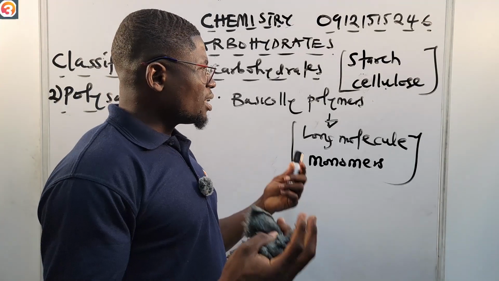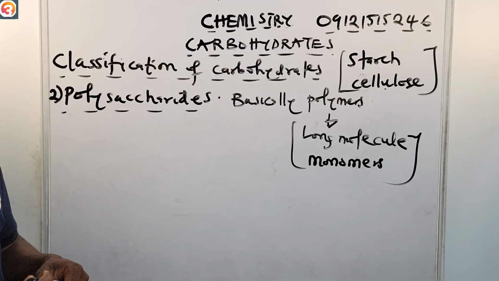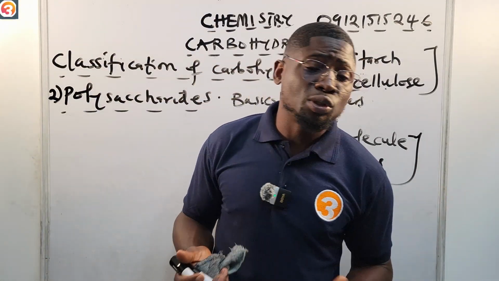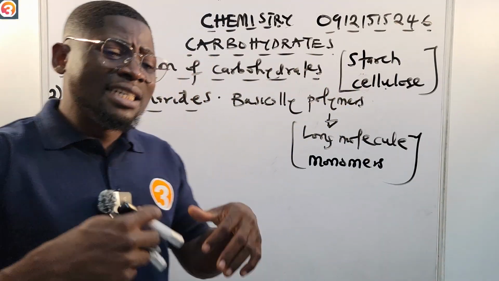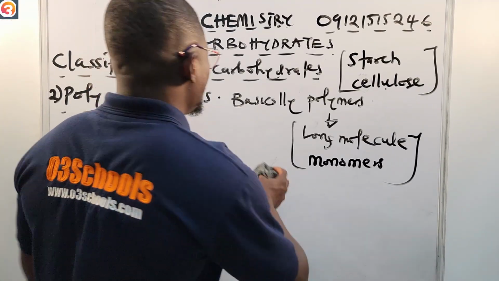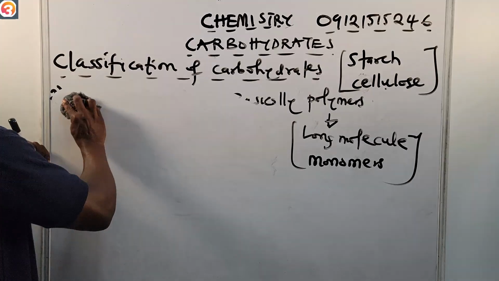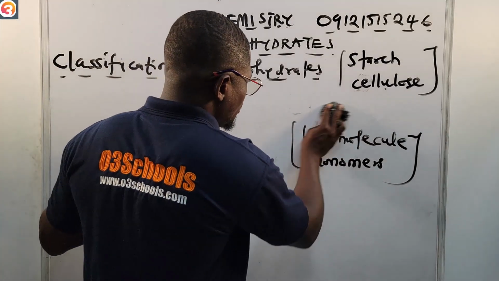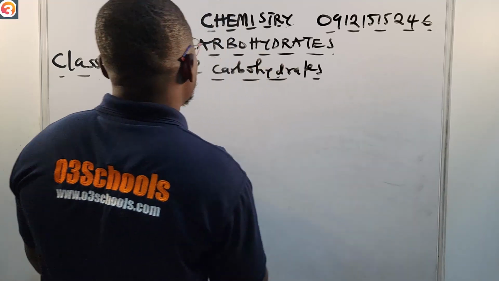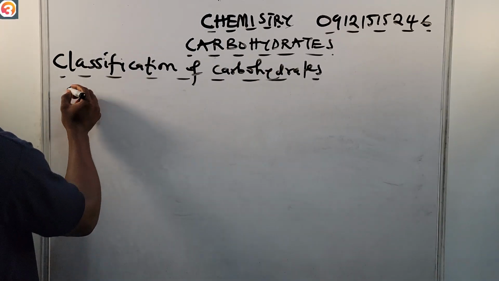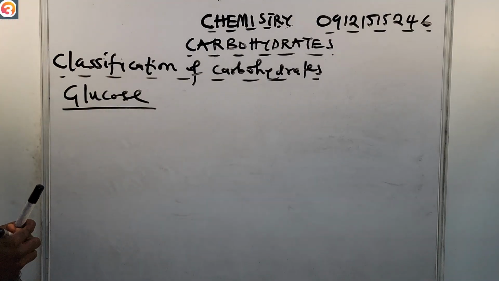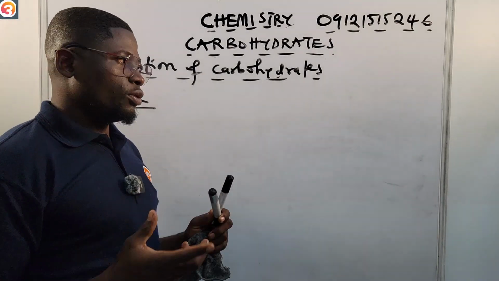Now we have talked about glucose. Glucose and fructose look like the most common simple sugars that we have, so it is necessary that we discuss them in detail. Glucose has an aldehyde functional group. This is the structure of glucose.